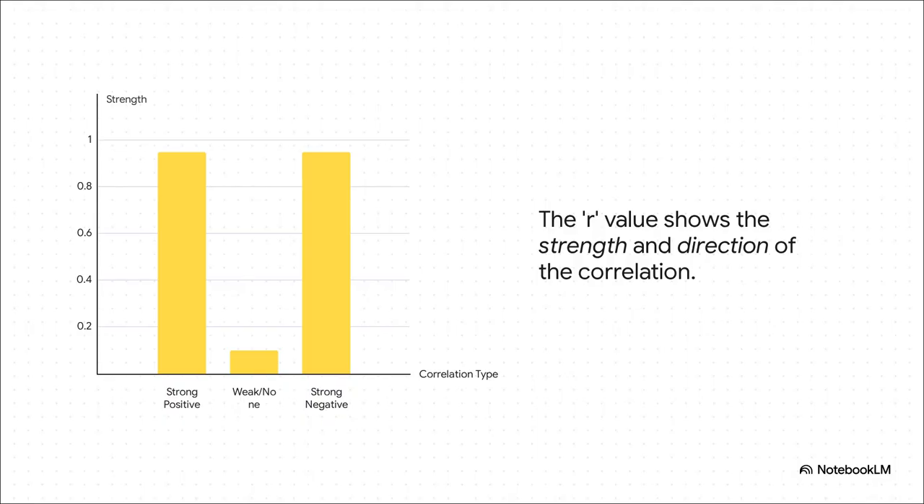Now, the R value is always going to be somewhere between -1 and +1. Think of it like a confidence score. An R value that's close to 1 means we have a very strong, very confident positive relationship. Close to -1, that's a super strong negative relationship. But an R value near 0 tells us the pattern is weak and we probably shouldn't trust it for predictions.